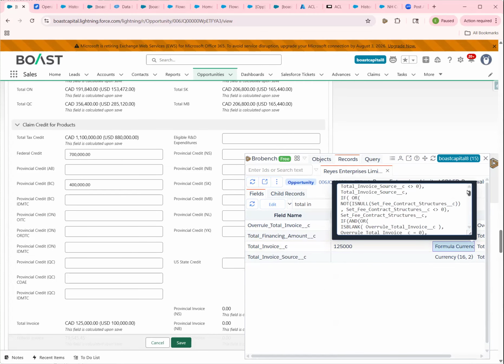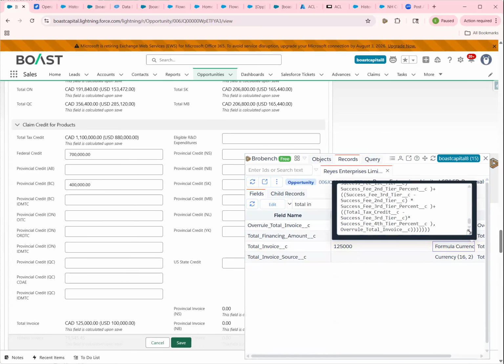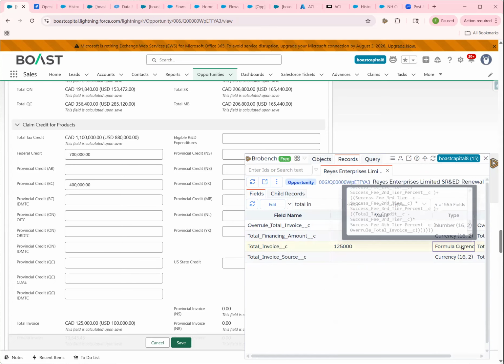Beauty. So the formula is, oh, the formula is very big. Oh my gosh. Okay, I won't be able to. No, I've seen it. I've seen it.